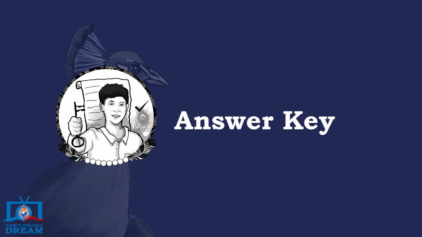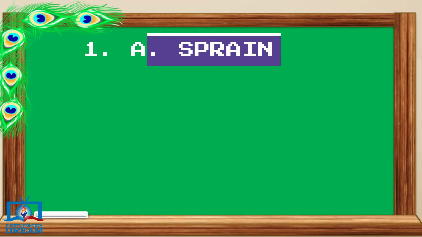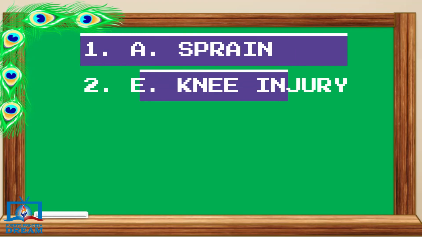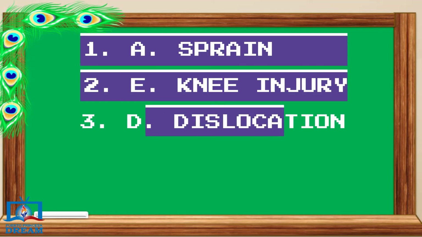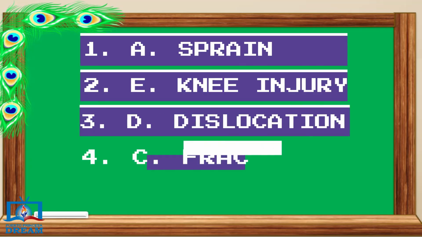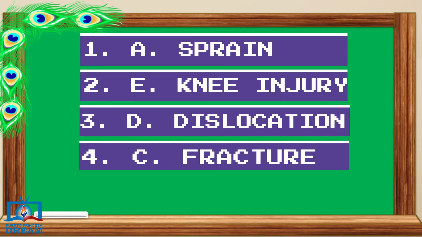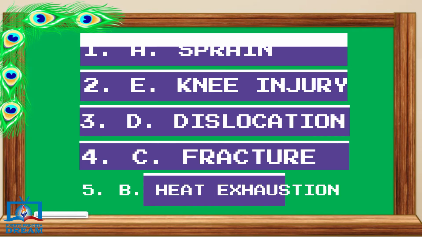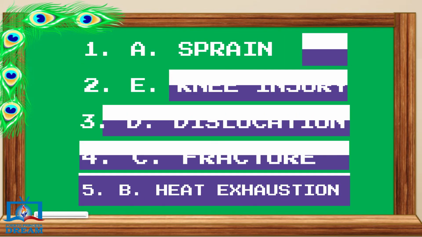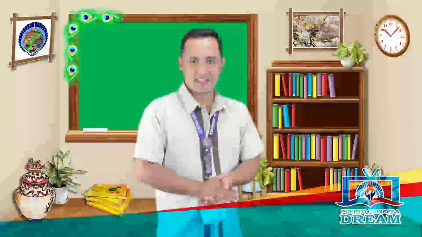Time's up. Let's check your answers. 1. A. Sprain. 2. E. Knee injury. 3. D. Dislocation. 4. C. Fracture. 5. B. Heat exhaustion. If you got the answers correctly, this only means that you have learned from the lesson.